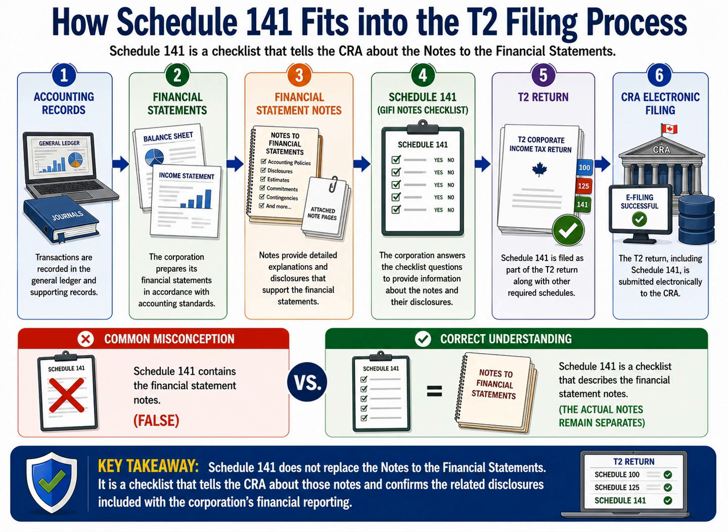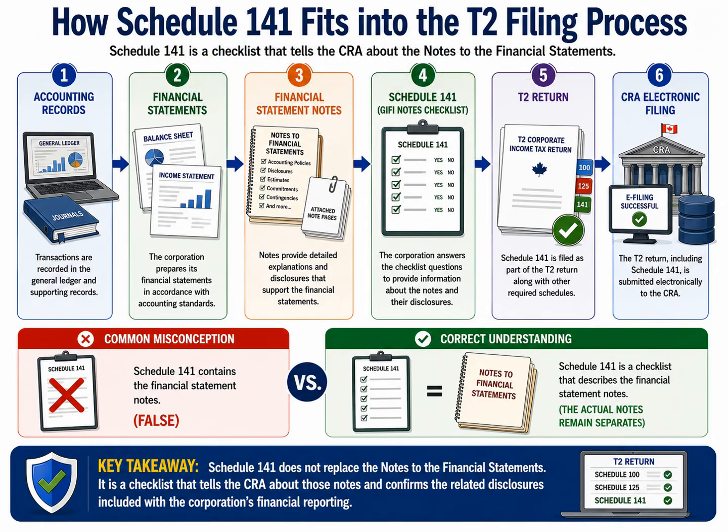Schedule 141 is then filed together with the other GIFI schedules, including Schedule 100 and Schedule 125, as part of the T2 corporate income tax return. The complete return is submitted electronically to the Canada Revenue Agency for processing.